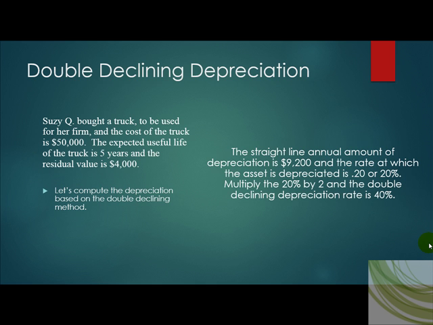Let's take a look at an example of double declining depreciation. Susie Q bought a truck to be used for her firm. The cost of the truck is $50,000. The expected useful life of the truck is 5 years, and the residual value is $4,000. Let's compute the depreciation. The straight line annual amount of depreciation is $9,200, and the rate at which the asset is depreciated is 0.20 or 20%. And we're going to multiply the 20% by 2, and the double declining depreciation rate is now 40%.